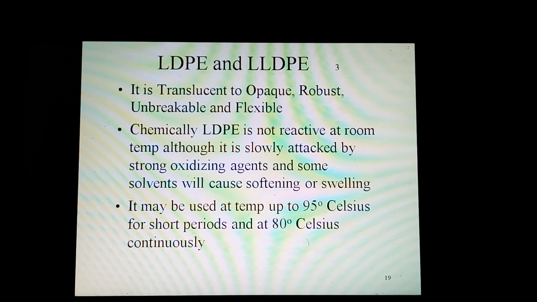Chemically, LDPE is unreactive at room temperature, although it is slowly attacked by strong oxidizing agents and some solvents will cause softening or swelling. It may be used at temperatures up to 95 degrees Celsius for short periods and at 80 degrees Celsius continuously. LDPE is ideally suited for a wide range of molded laboratory apparatus including wash bottles, pipette washing equipment, general-purpose tubing, bags, and small tanks.